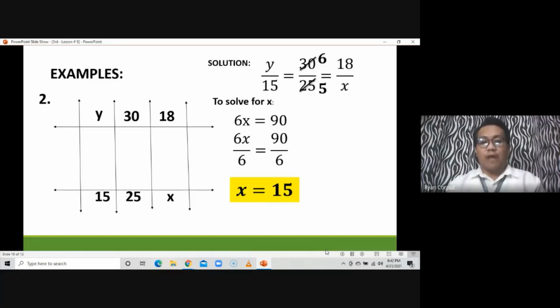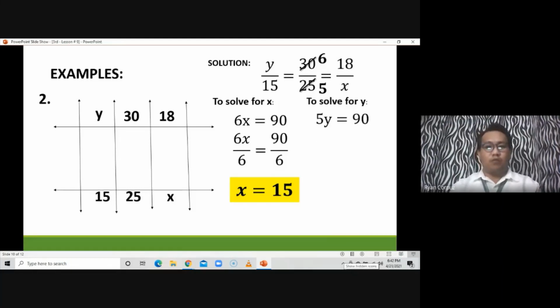So kung 15 ang value ng x, ito ay magiging 18 over 15. Pag nilowest term ba yun, same as 6 over 5? Yes, because both 18 and 15 are divisible by 3. So isa lang kailangan natin, that would be the value of y. So this time, di-disregard naman natin yung x to solve for y. Dito naman tayo mag-focus ngayon. Let's apply cross multiplication. 5 times y is 5y. 15 times 6 is equal to 90. So 5y is equal to 90.